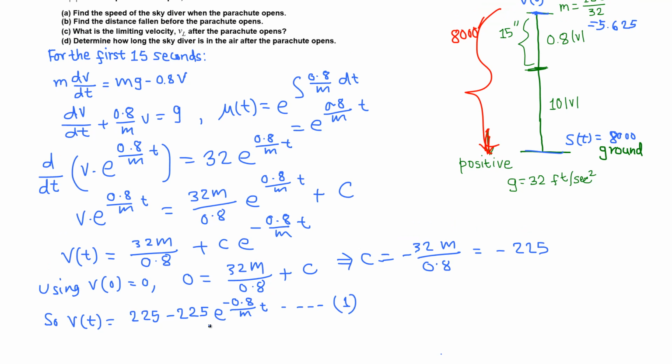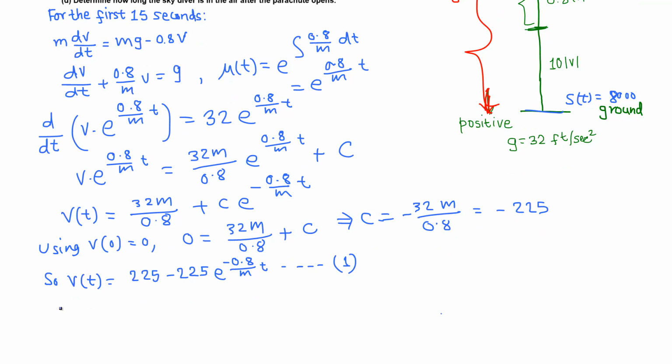If you read the question, it says find the speed, the absolute value of velocity, of the skydiver when the parachute opens, so after 15 seconds. So we need to find the velocity after 15 seconds. Let me answer part A. V after 15 seconds is just replacing t by 15, and m is 180 divided by 32, which is 5.625. Plug in t equals 15 and use your calculator, and it comes out to be 198.35 feet per second.